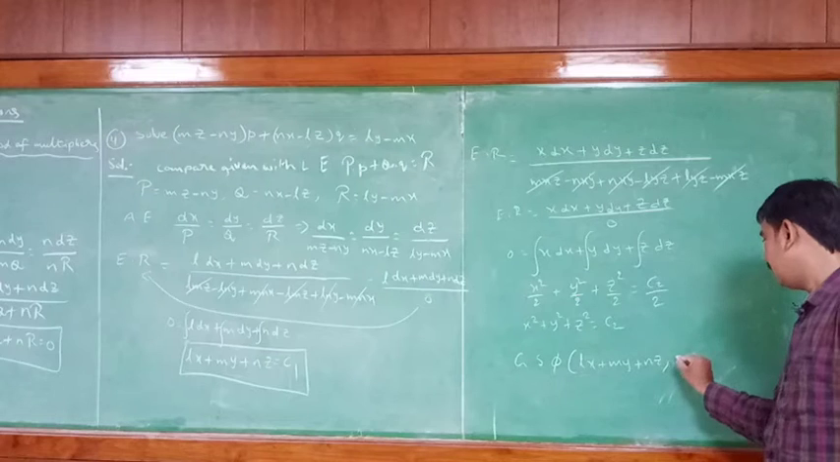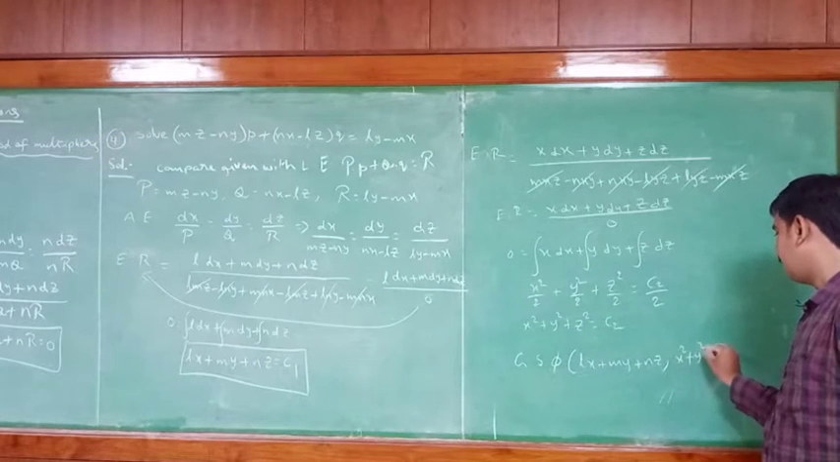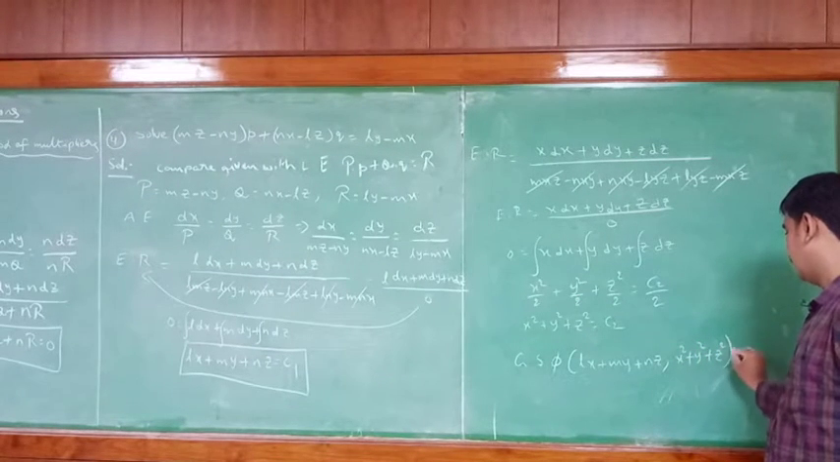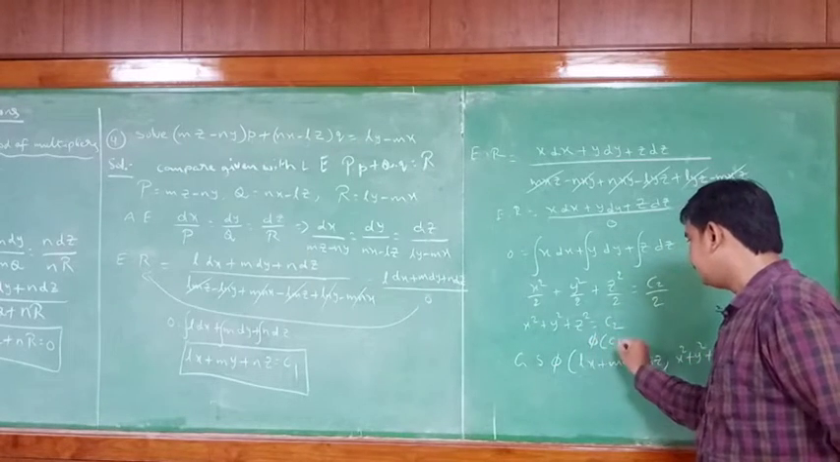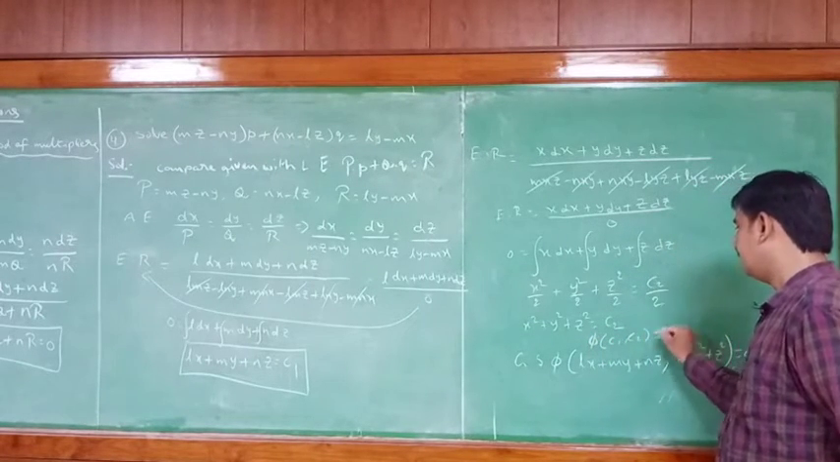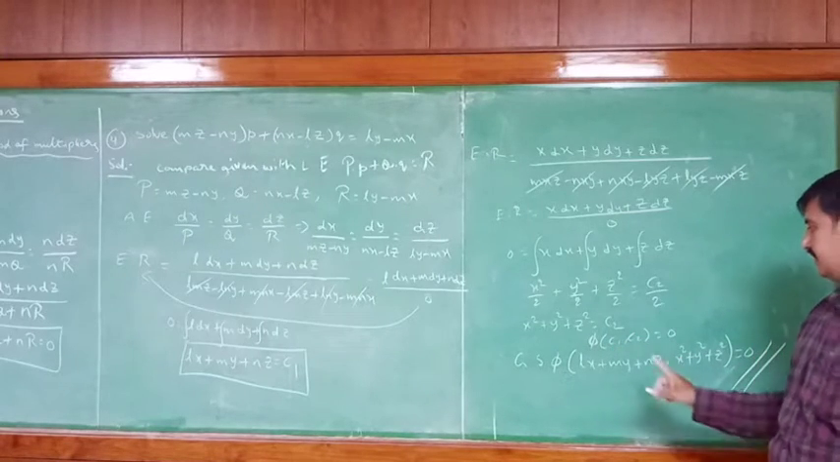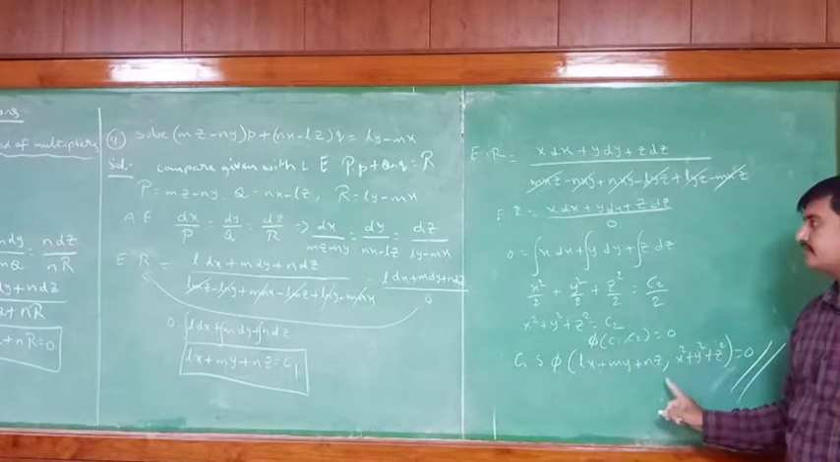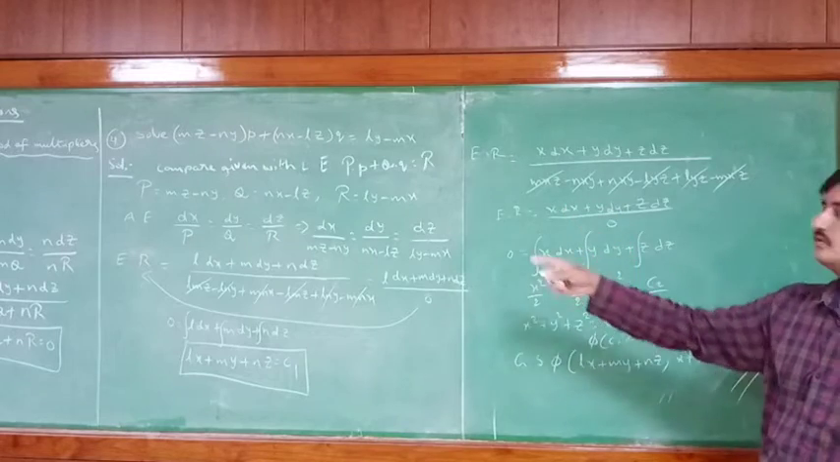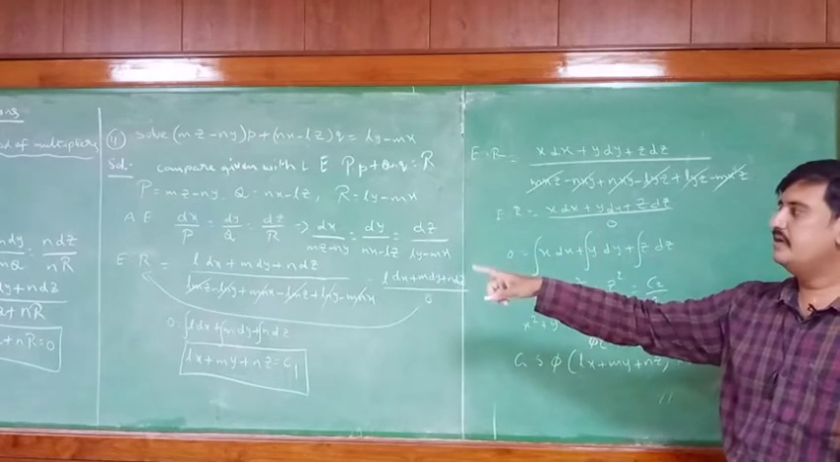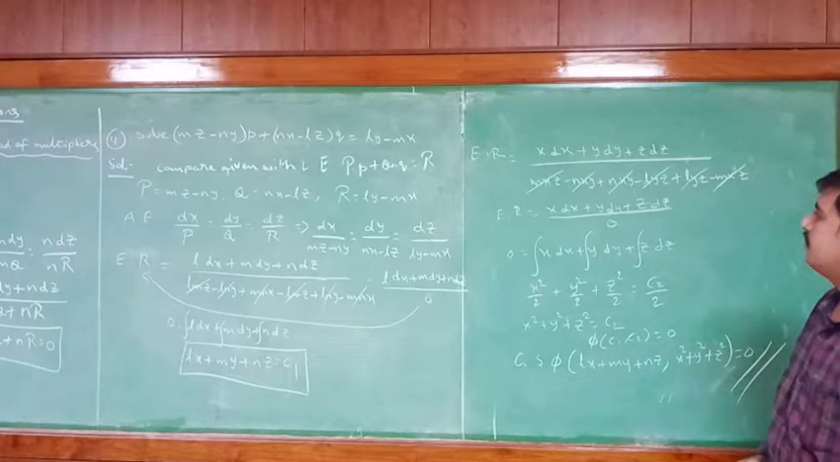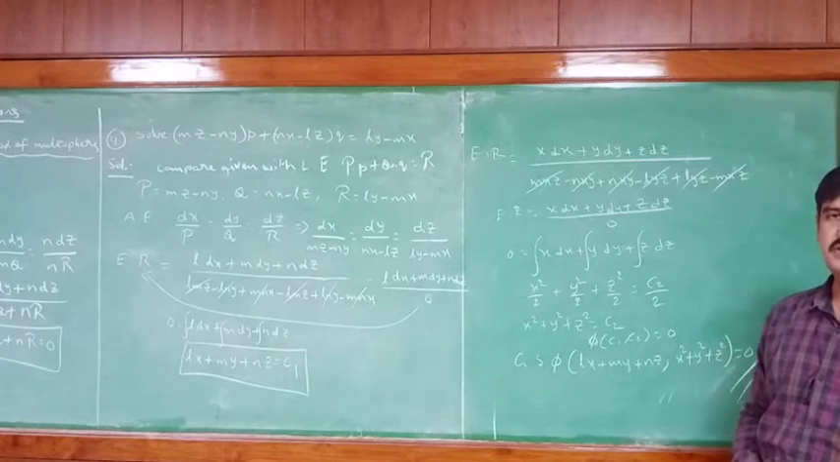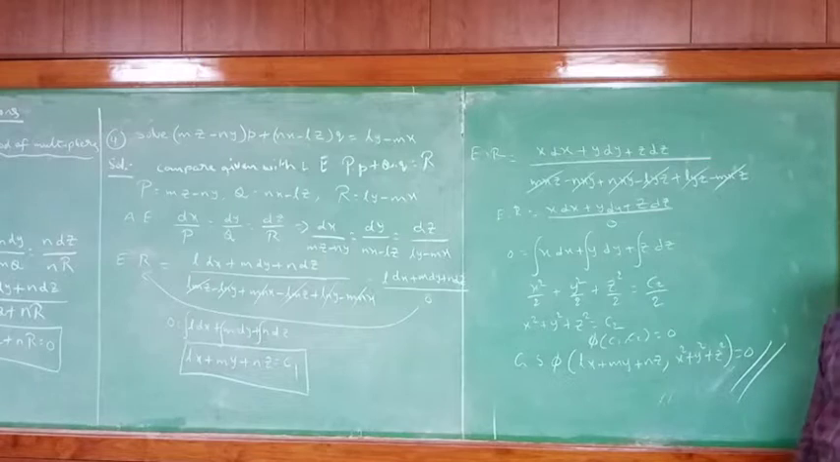What is my c2? x square plus y square plus z square is equal to 0. Here you write first of all phi of c1 comma c2 is equal to 0. Then you substitute c1 comma c2. So very, very important. Mentioning the general solution is very, very important. Understand this method. In the first case we multiplied with l, m, n, and in the second case we multiplied with x, y, z. This is the method of multipliers.